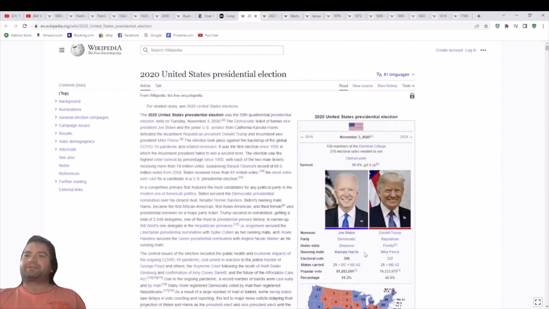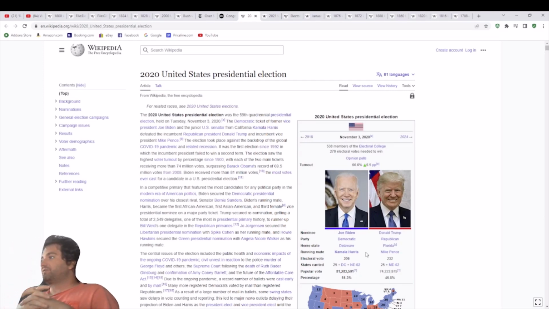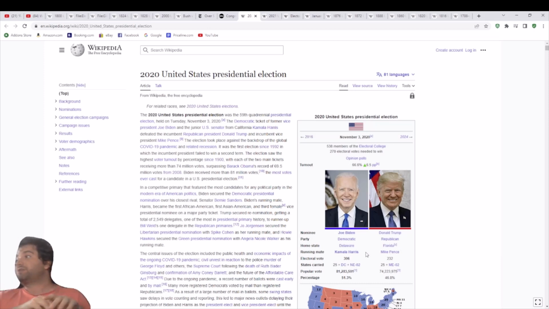So after the election, because of the COVID-19 pandemic, a lot of people... Oh, I'm talking too loud. I'm seeing the little red bar. Alright, I'm going to try and talk quieter.